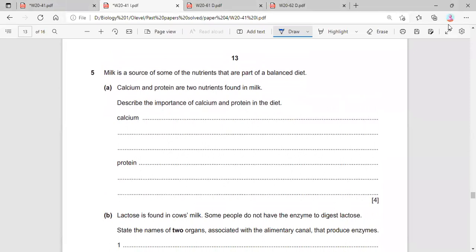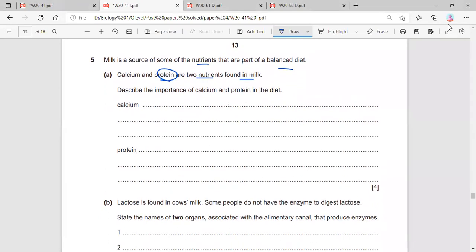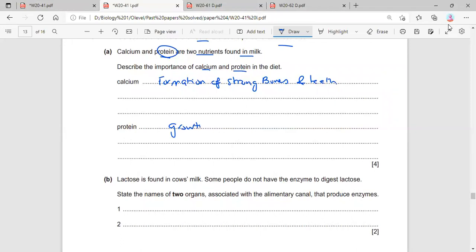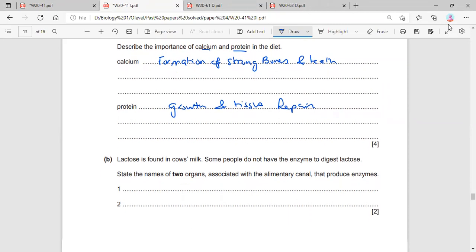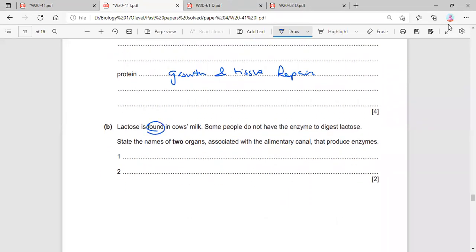Milk is a source of some nutrients that are part of a balanced diet. Calcium and protein are two nutrients found in milk. Describe the importance of calcium and the importance of protein. This is an easy question. Calcium is important for formation of strong bones and teeth, while proteins are important for growth and tissue repair. Easy question. Also, I can say to make enzymes, to make antibodies, to make muscles, all of these are made from proteins.